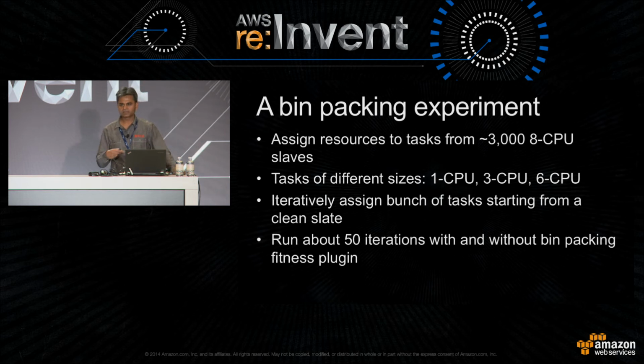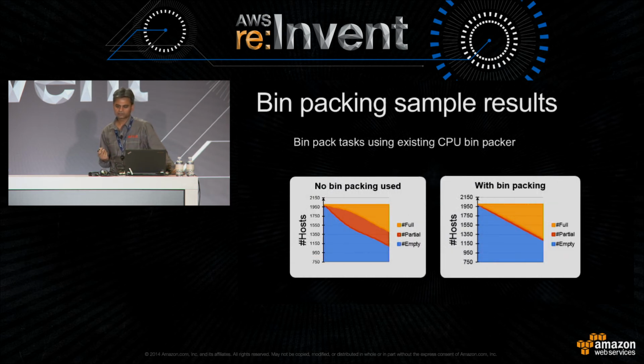And then what we do is iteratively, we start filling up the cluster. In each iteration, we launch a few tasks, as if new jobs are coming in on a periodic basis. We ran about 50 iterations. So how does that look? The left side chart shows you when no bin packing is used. Then some instances are fully used, as in all 8 CPUs are used. Some instances are partially used, non-zero CPUs, but not fully used. And then there's some instances that are empty because we only ran 50 iterations. There's still space in the cluster.